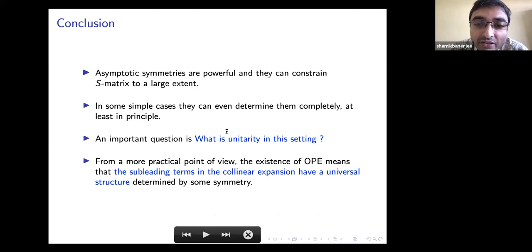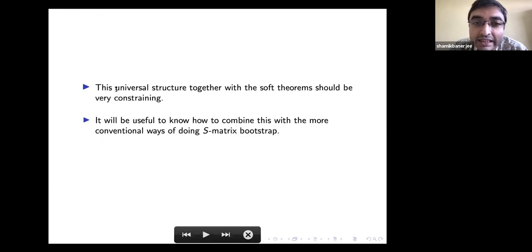Okay, so I'm just at the end. What I want to actually emphasize is the existence of the OPE on the sphere. That means that the subleading terms in the collinear expansion have a universal structure which is determined by some symmetry. And this universal structure plus the soft theorem should be extremely constraining.